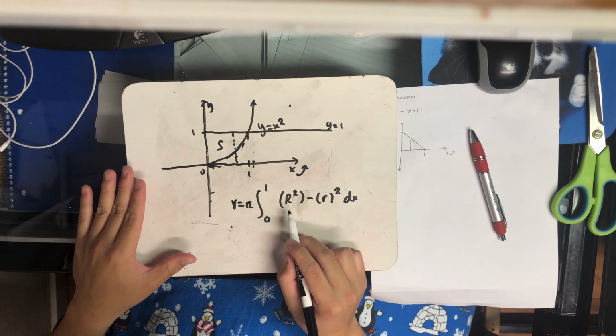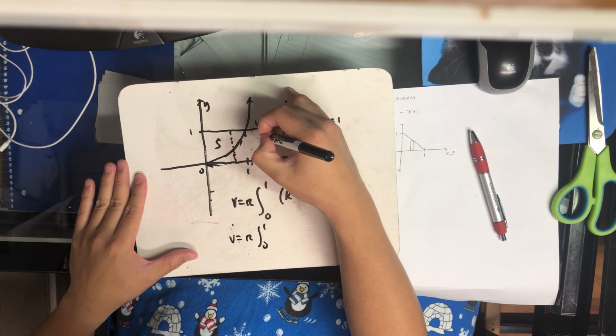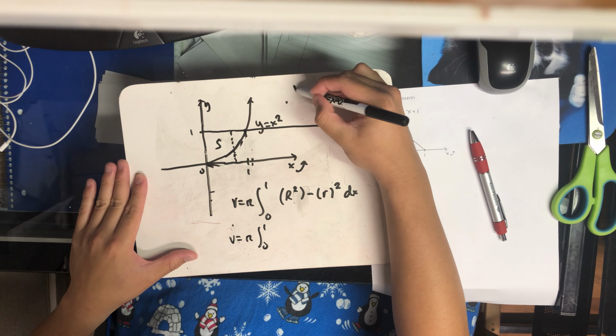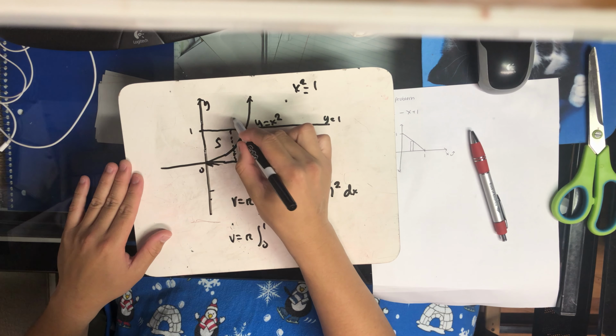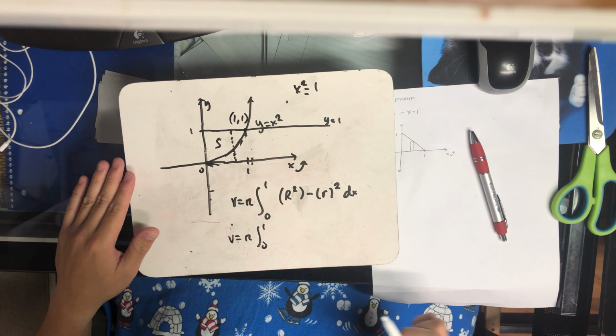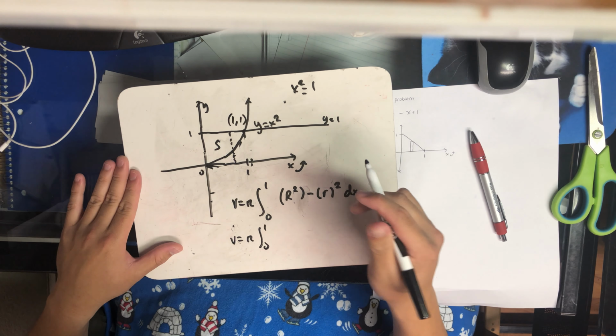So what's the top function? Top function is y equals 1. So you would do something like this. These bounds are found by setting x squared equals 1 because they intersect each other. So yeah, that would be 1, 1 right there.